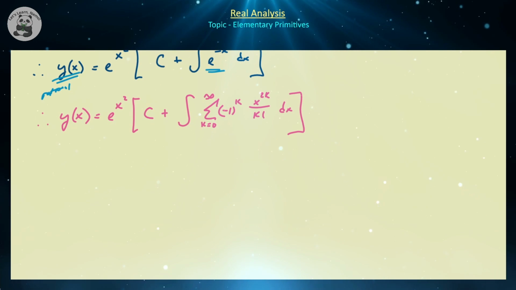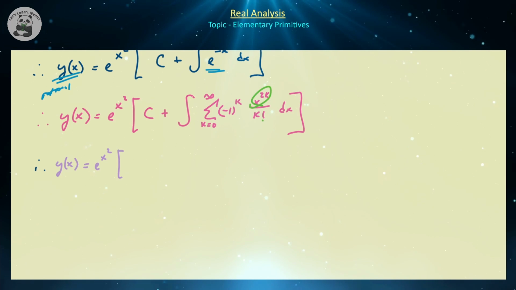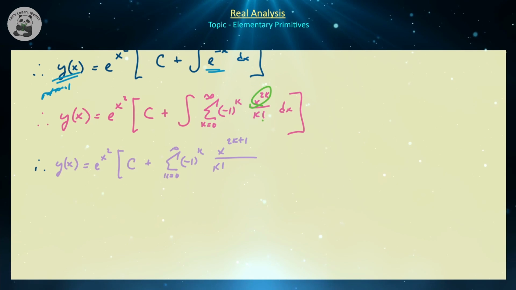So once you integrate this with respect to x, you're going to have a 2k plus 1 and a k factorial here. Then you're going to have a series that I actually presented at the very beginning of this discussion, where I claimed that this does not have an elementary primitive, or at least I had a non-alternating version of it. So once we look at this, what are we going to have? We're going to have y of x is equal to e to the x squared times c plus the sum from k equals 0 to infinity of negative 1 to the power of k, x to the 2k plus 1, all over k factorial times 2k plus 1.